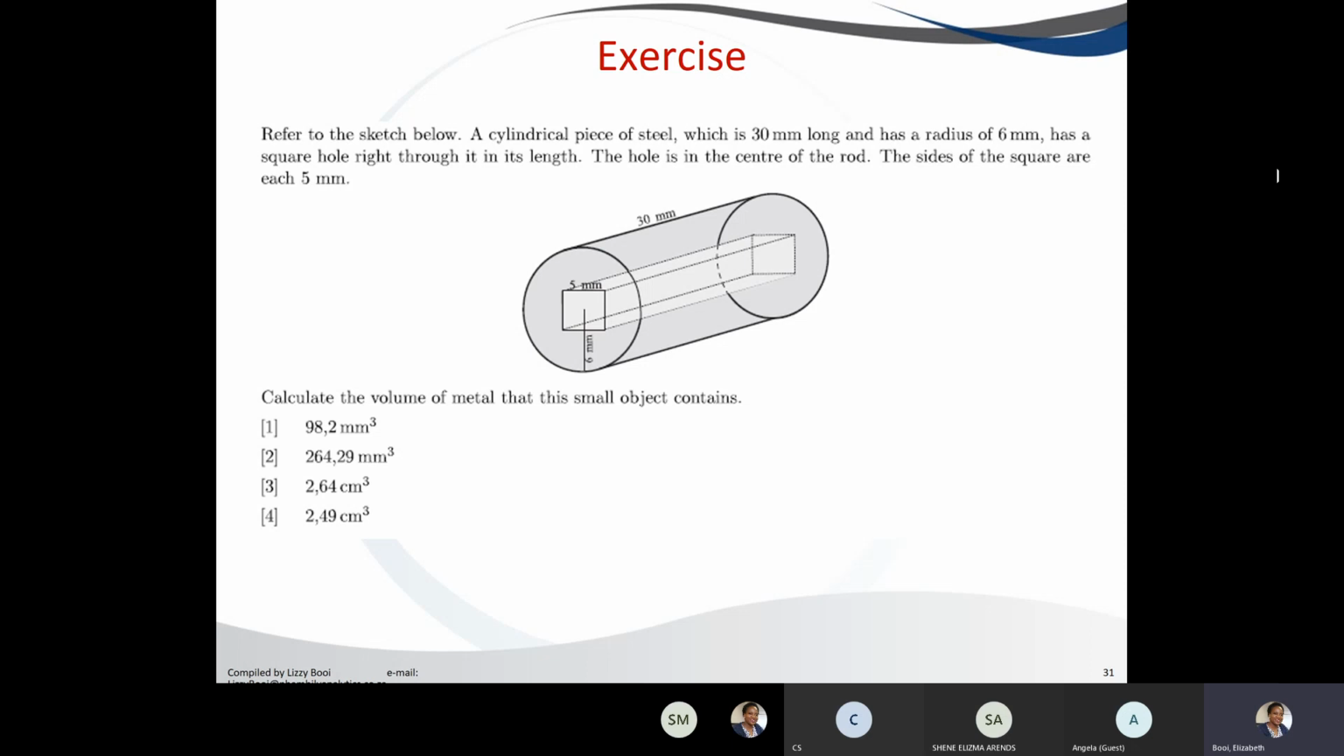So you need to calculate the volume. It means how much things can go in there. If we need to pour water in there, how much will go through? So that's what we need to calculate.